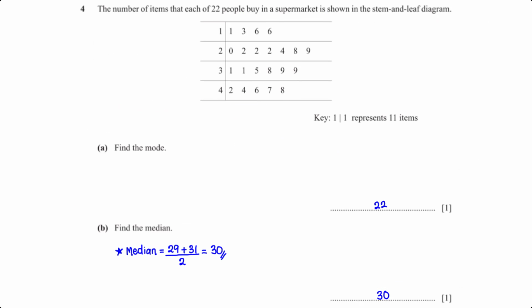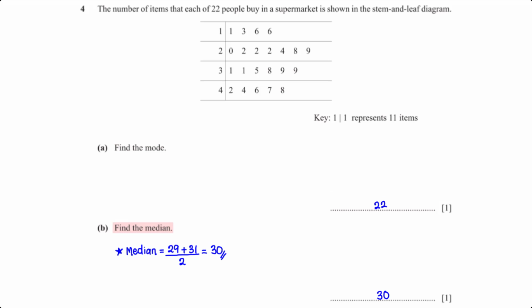The number of items that each of 22 people buy in a supermarket is shown in the stem and leaf diagram. The key has been given as 1/1 represents 11 items. Find the mode. The mode is the most recurring number. From the stem and leaf plot, this number is 22.